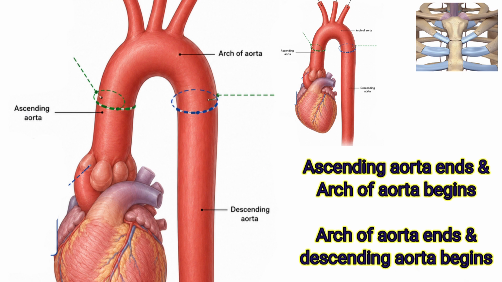Next point is that arch of aorta ends and descending aorta begins. Okay, the arch curves like a candy cane. After curving, it goes downward, becoming the descending aorta. This change also happens around the sternal angle level.